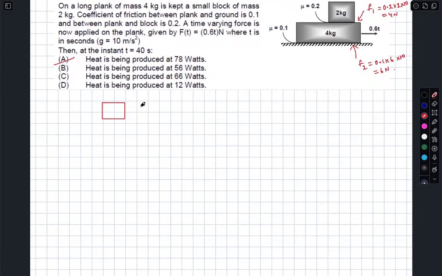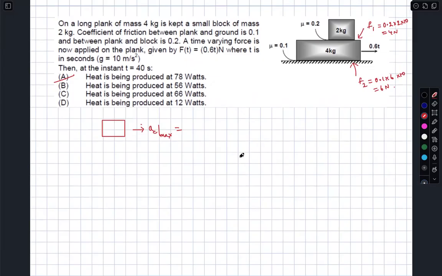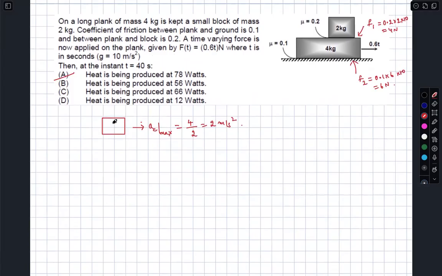Now, this is the block. Please try to understand the maximum. Please try to remember how I have taught you the maximum possible common acceleration. What is the force on this? 4 newtons. What is the mass of this? 2 kg, so 2 meters per second squared. I am speaking about the upper 2 kg block. So the maximum common acceleration possible is 2 meters per second squared.